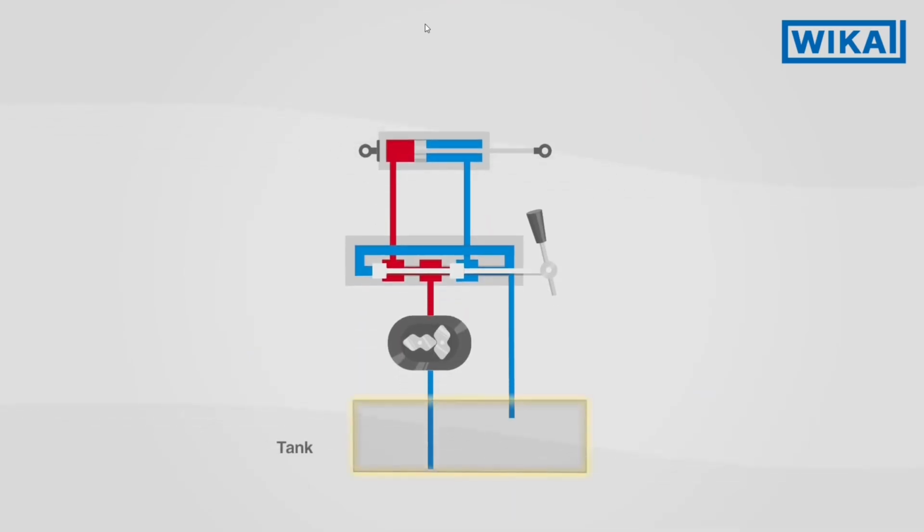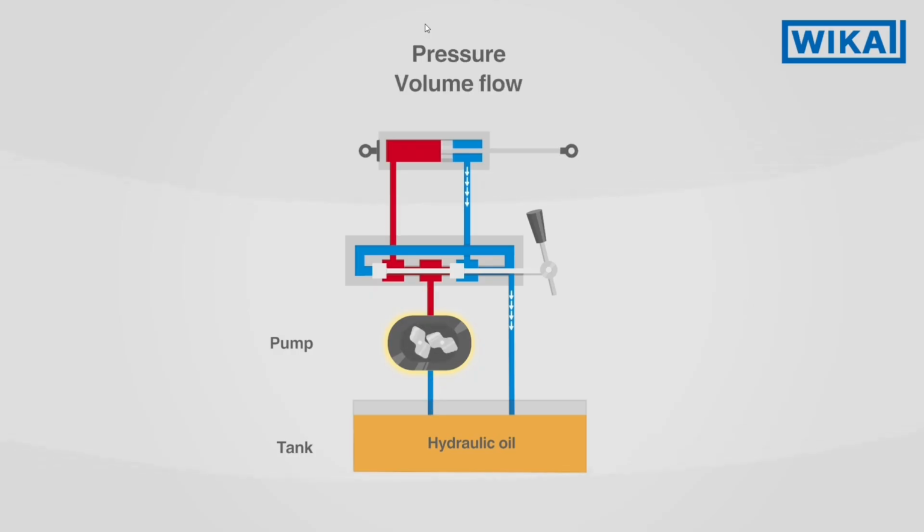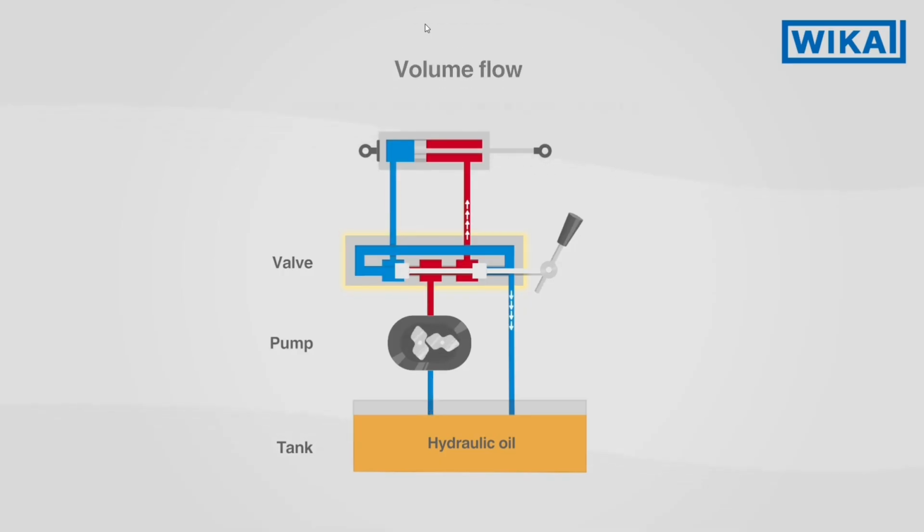The transmission medium is in a tank. In most cases, it is hydraulic oil. The oil is sucked out of the tank and pumped into the circuit using the pump. This is how mechanical energy is converted into pressure and volume flow. Valves control the flow and the direction of the hydraulic fluid in this system. In this way, they control the transmission of force and the direction of the oil flow.